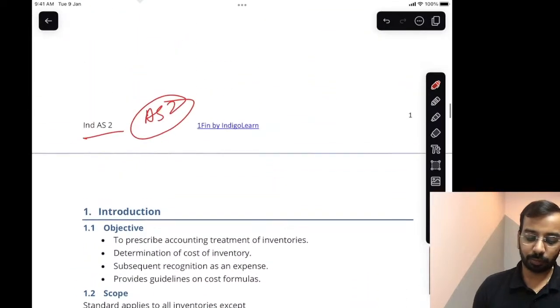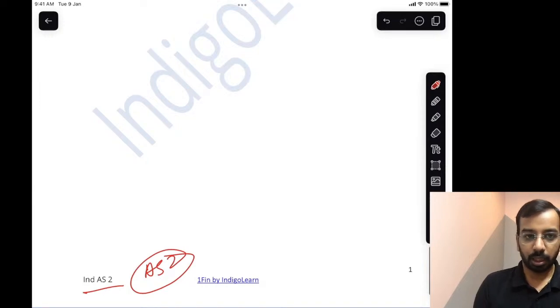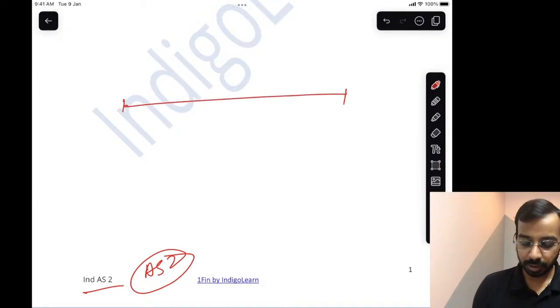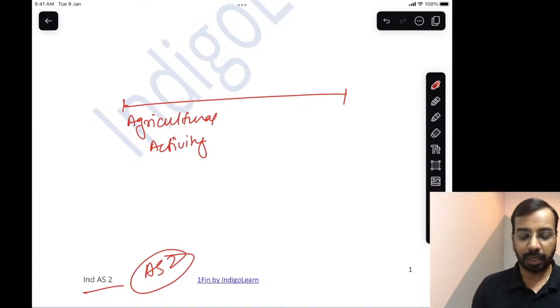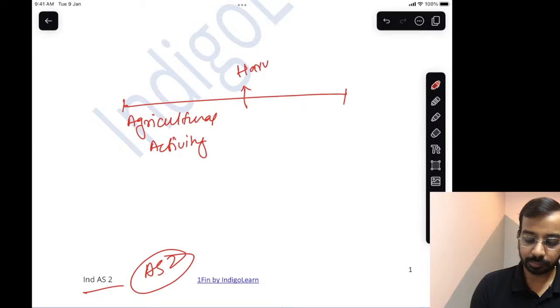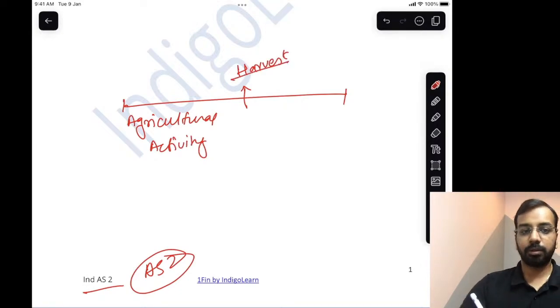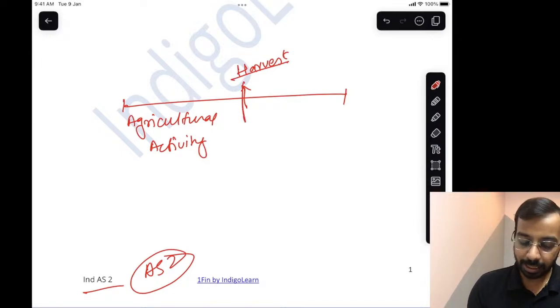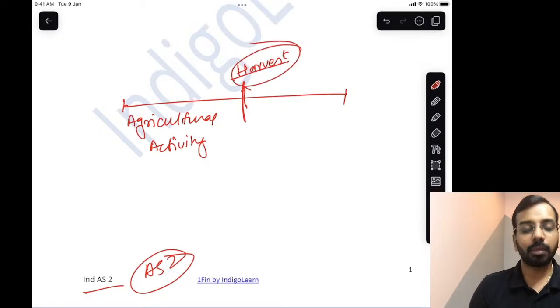Now here what we need to understand is you have agricultural activity, and because of the agricultural activity at some point of time you have harvest. For example, you grow paddy and you harvest rice and all of that. At the point of harvest, you get some amount of produce.